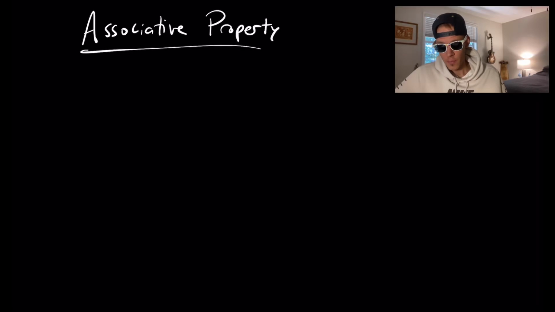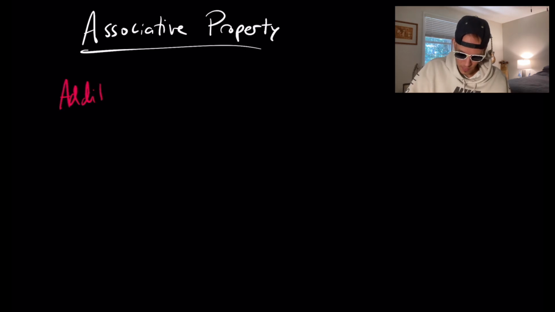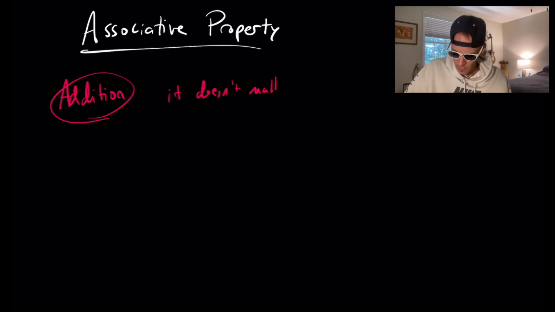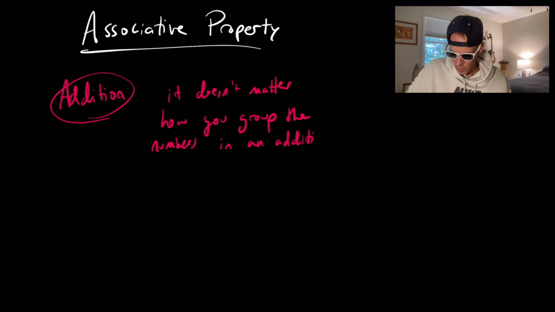All right, the associative property is pretty similar to the commutative property, just the wording's a bit different, and it also applies to addition and multiplication. So the associative property when it comes to addition says that it doesn't matter how you group the numbers in an addition problem.